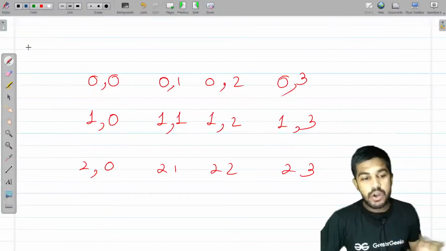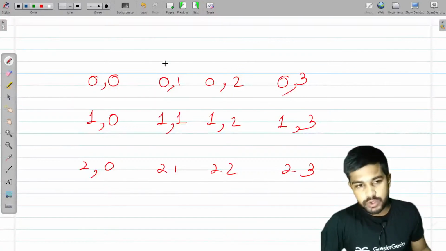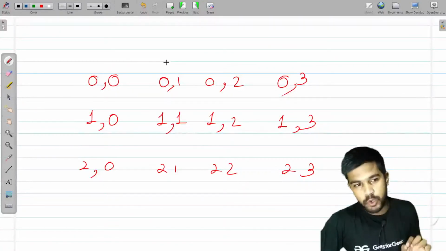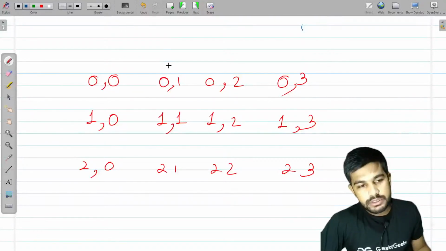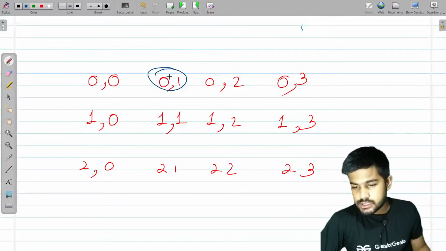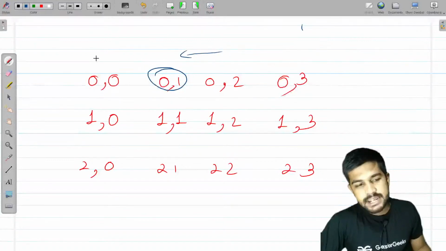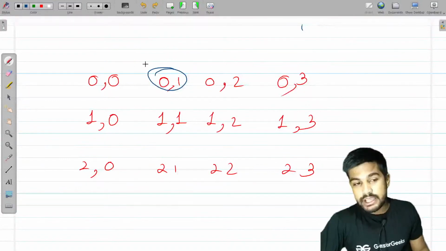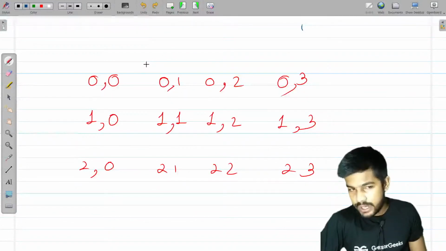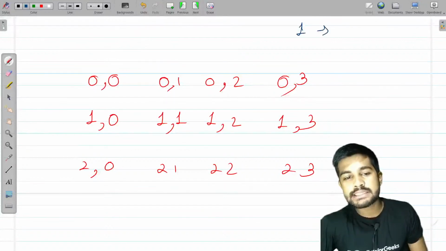Now suppose there is one balloon, starting from the lower end. Suppose there is a balloon at this point. I can stand at this position and attack this balloon. So if n is 1, the answer would be 1 itself.